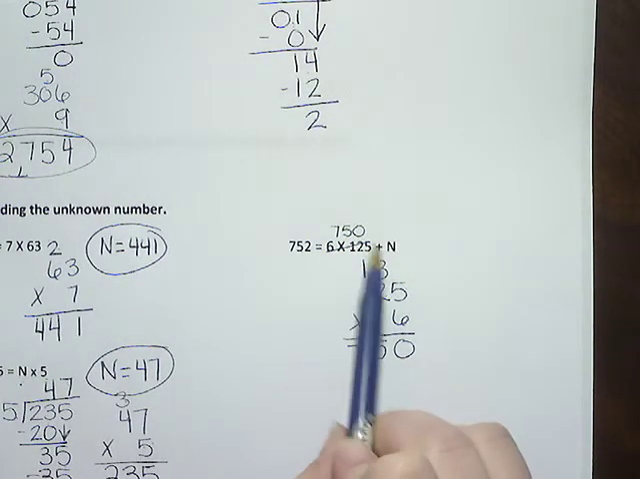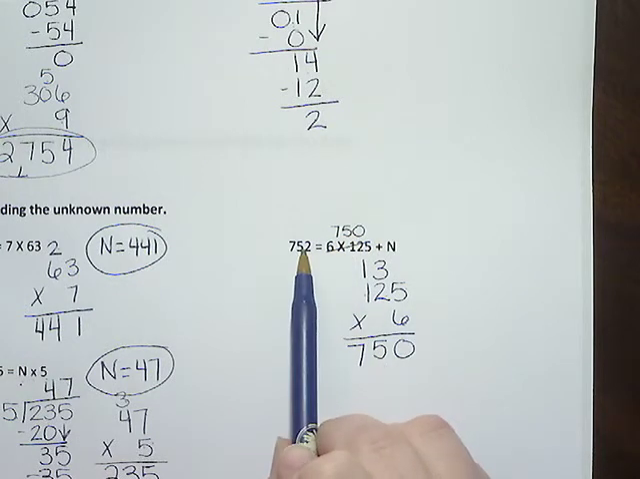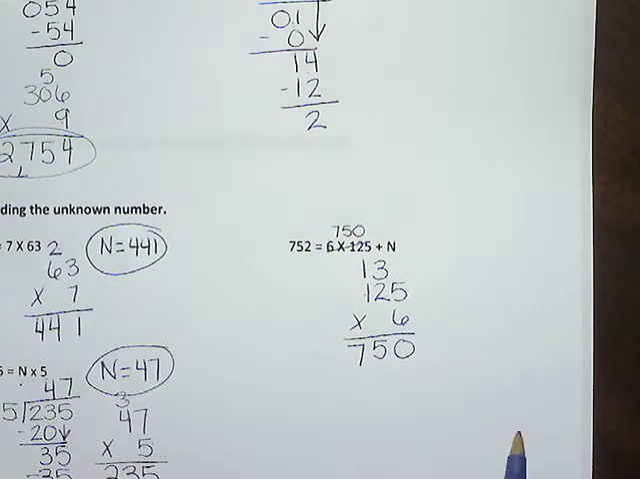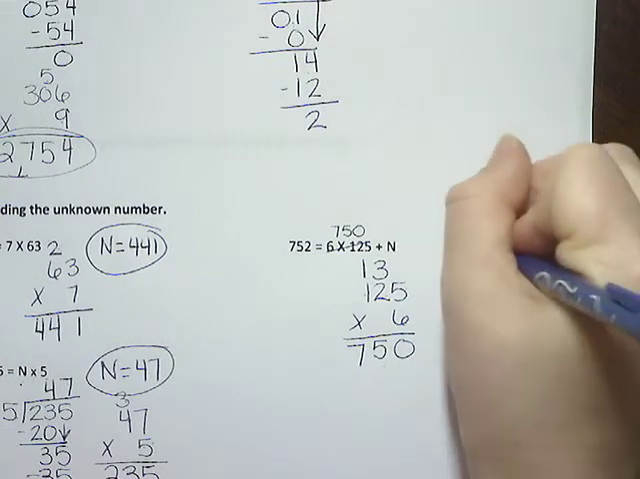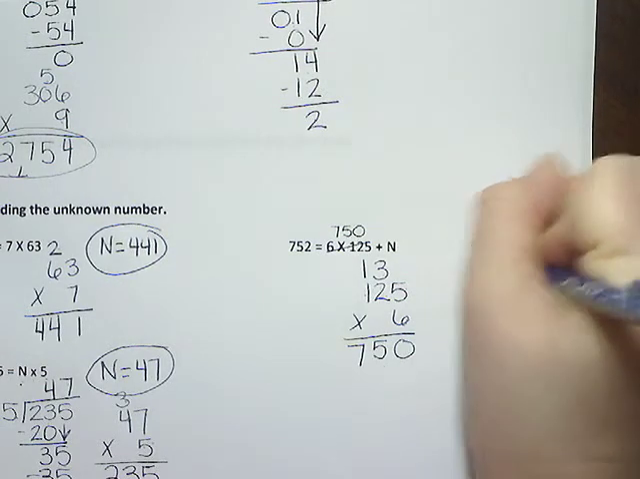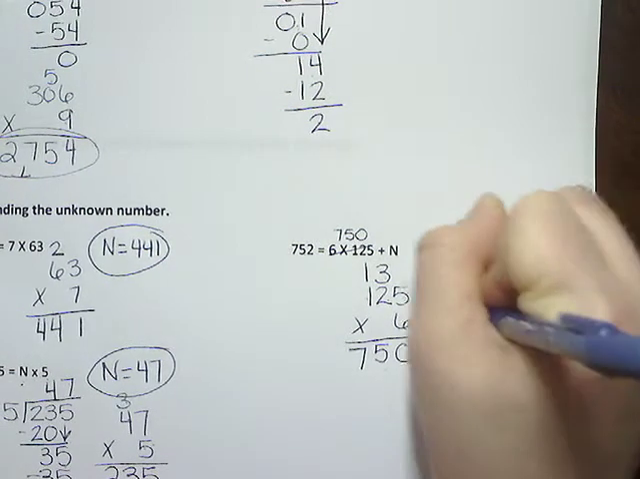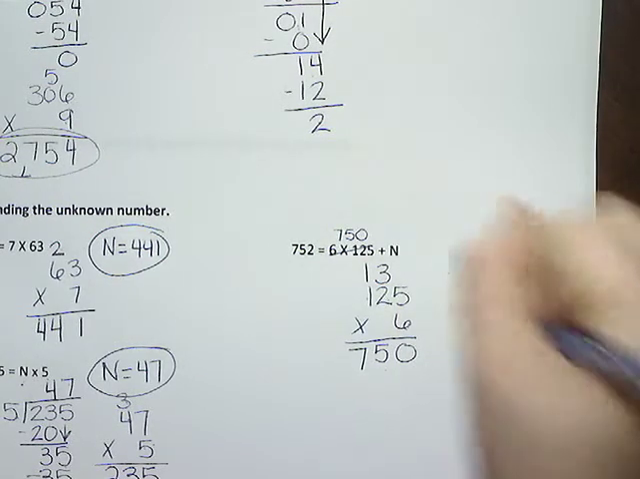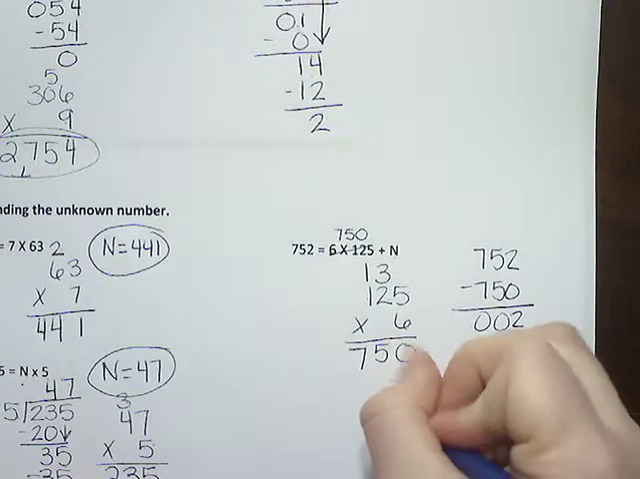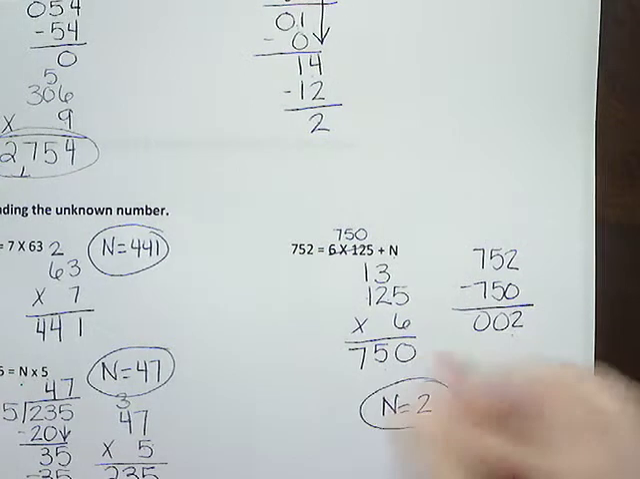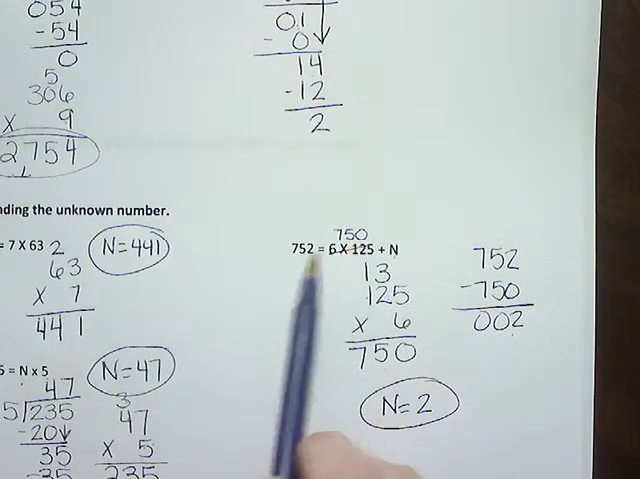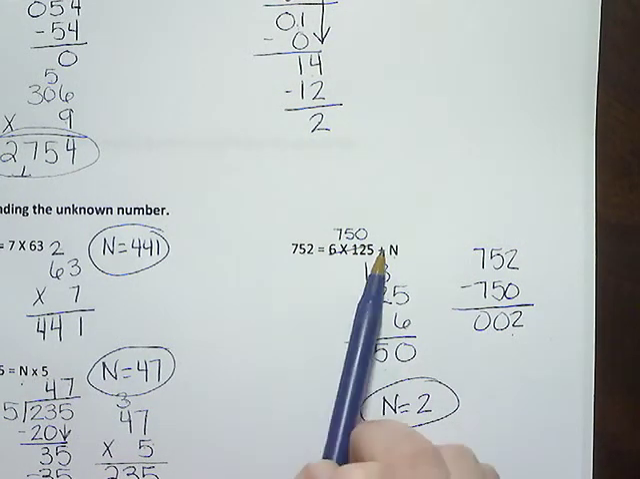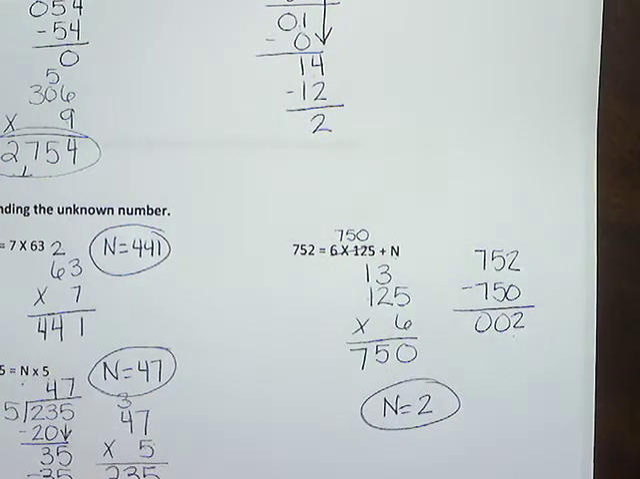Well, that means that 750 to get to 752 only needs 2 extra. Because if I take 752 and I subtract 750, I just need 2. So that means that n equals 2. Because to get from 750 to 752, I just need to add 2. So 750 plus 2 equals 752.